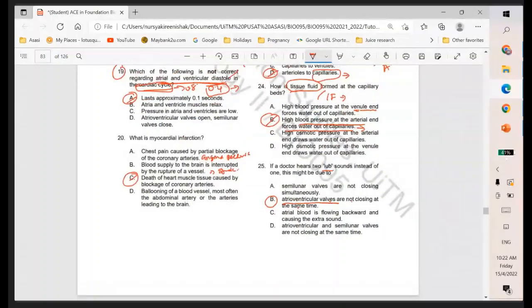Faham? Boleh, yang lain kalau ada soalan boleh tanya. The next person, Luqman.